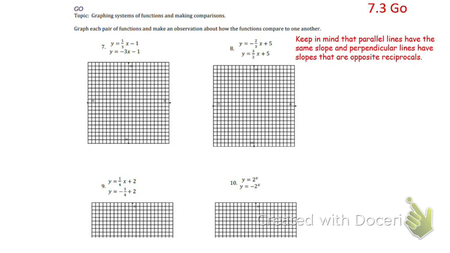So if we're talking parallel, those are two lines that have the same slope, versus perpendicular, those are lines that have opposite reciprocal slopes, where you flip the fraction, change sign, they make a right angle.